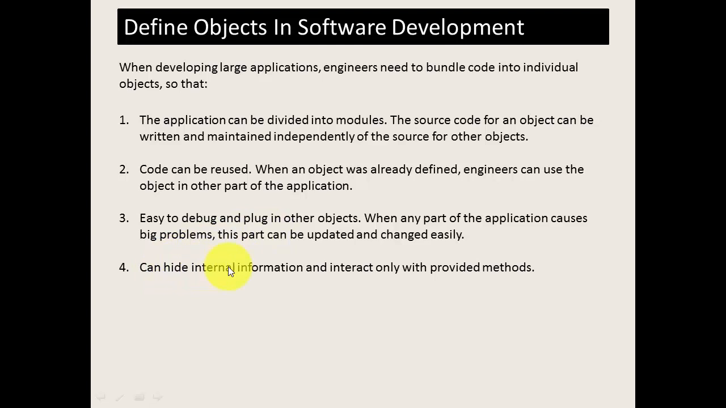Can hide internal information and interact only with provided messages. When defining objects in software development, if we have some critical business logic, then we can hide information from the outside world. So these are the important software development methods.